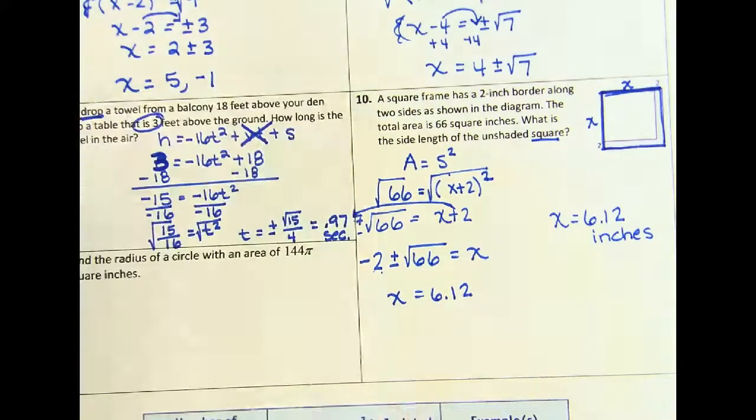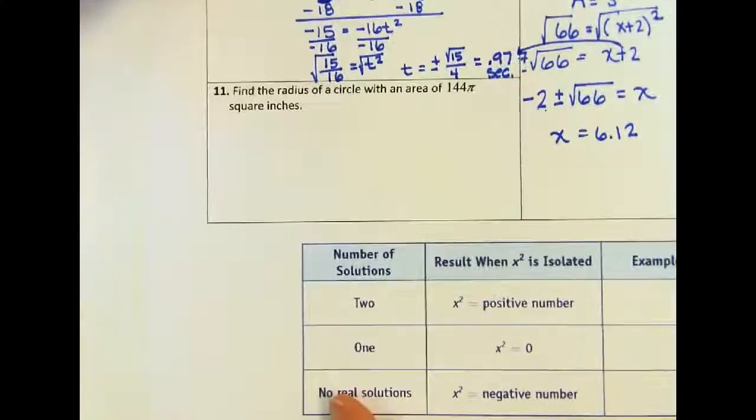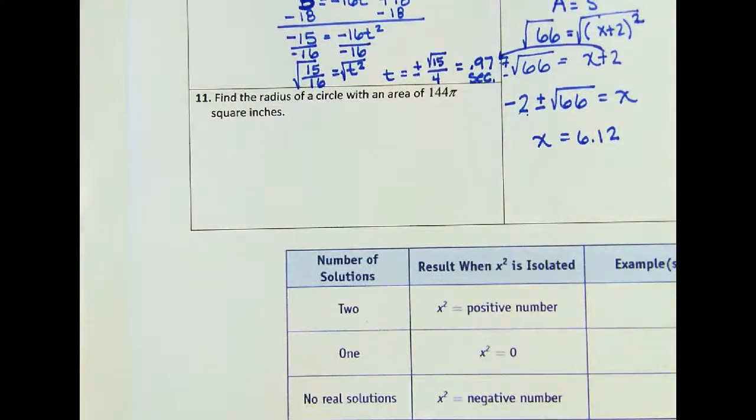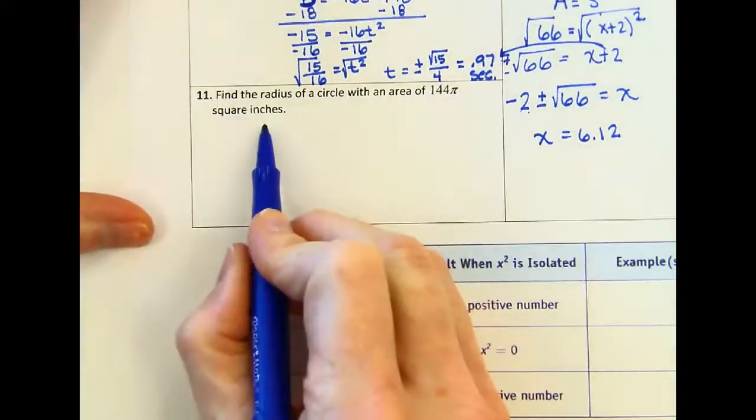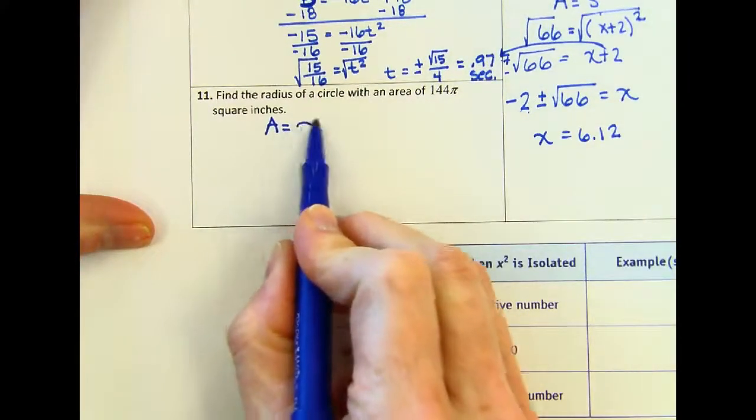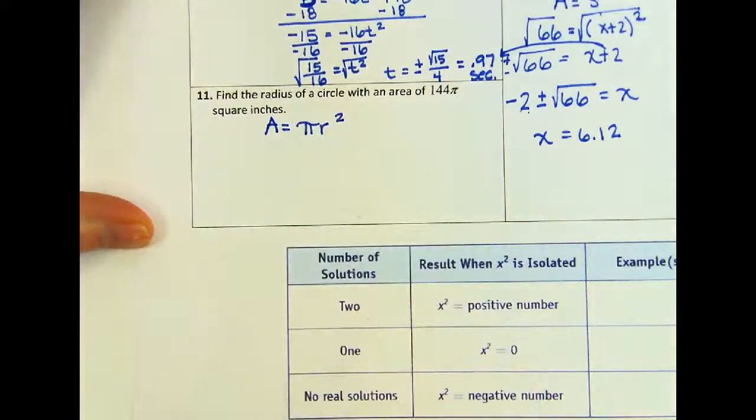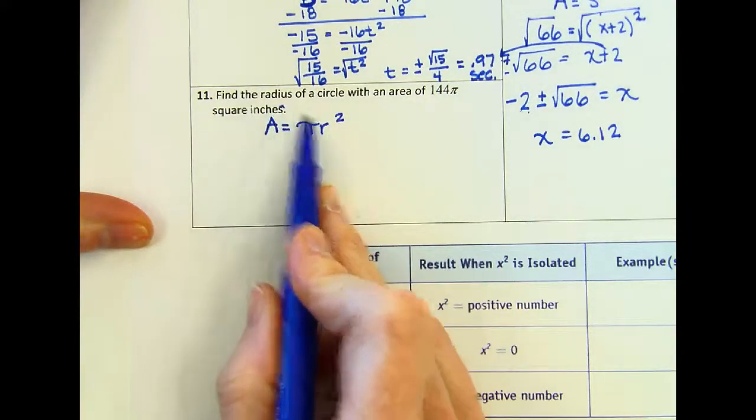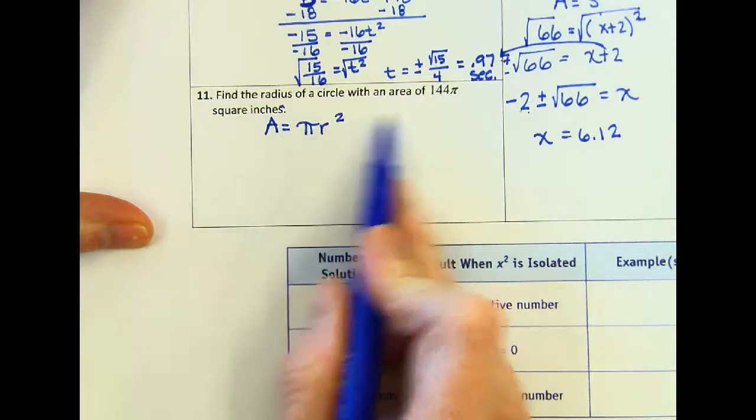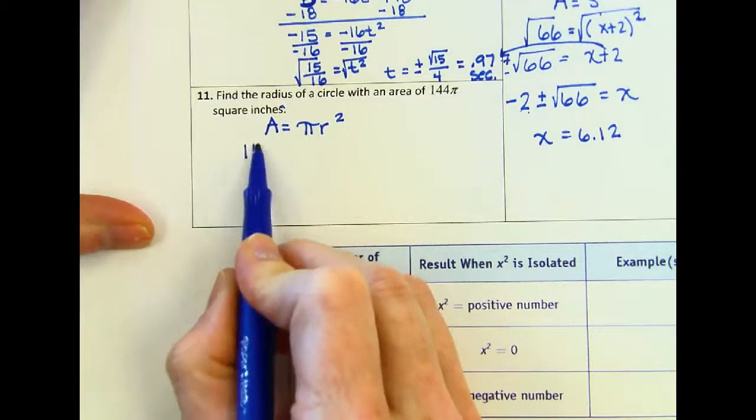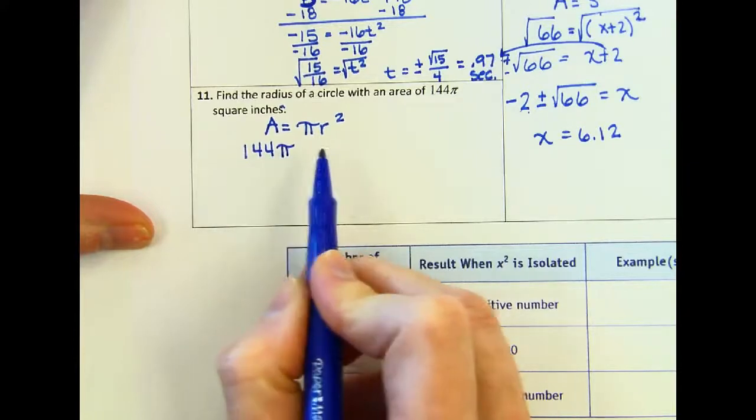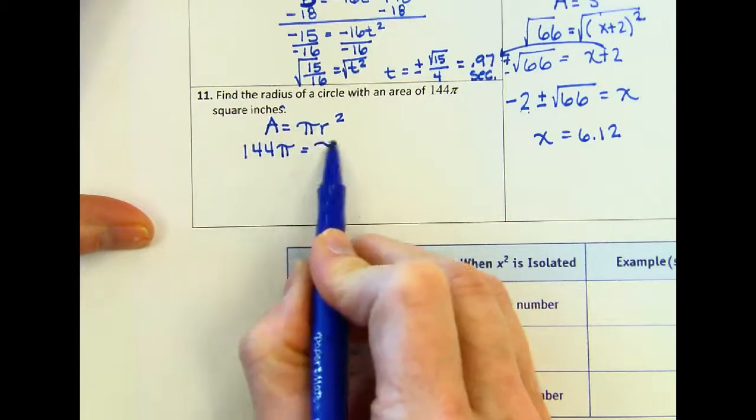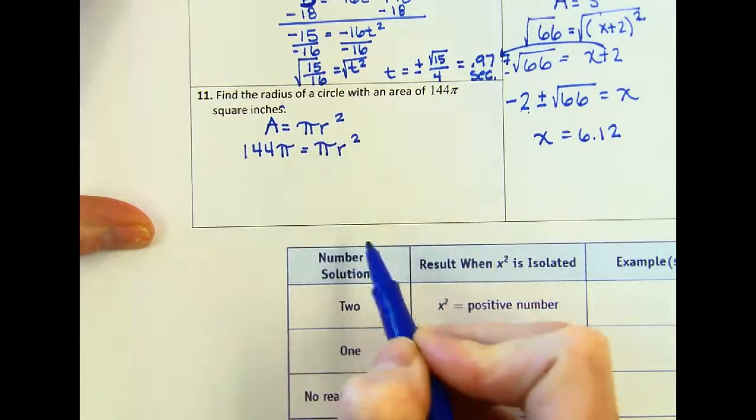Okay? Now, question 11. It is a simple problem. It just says find the radius of a circle with the area of 144 pi. Well, the first thing you would need to know is the area formula for a circle. So area equals pi r squared. So it says find the radius, we are looking for r, with an area of 144 pi. So we would substitute in 144 pi for the area, and we would say pi r squared.